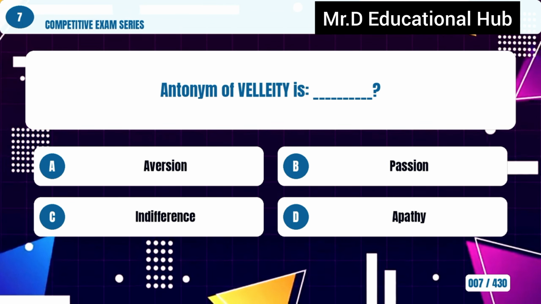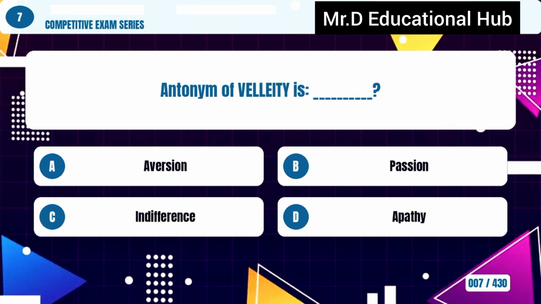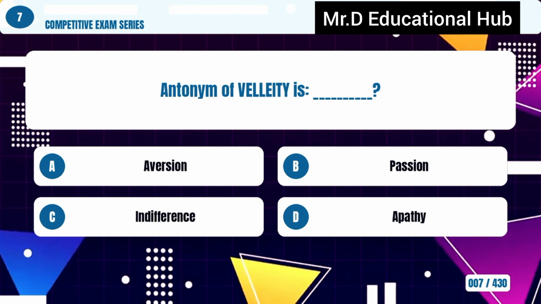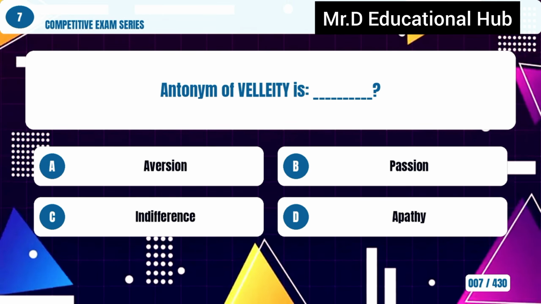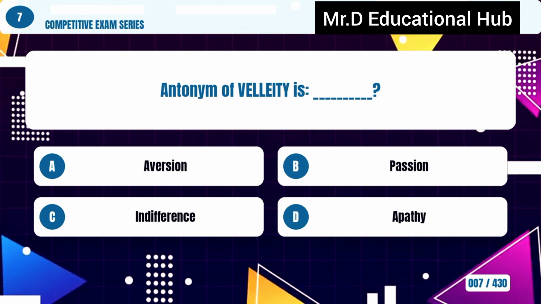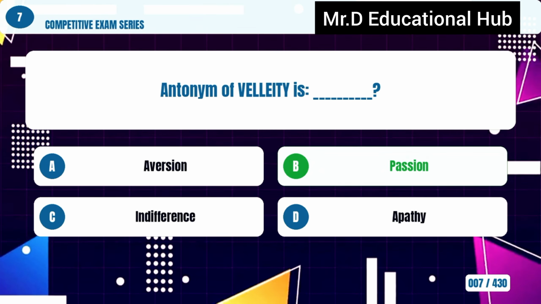Question: antonym of velleity is blank. Option A, aversion. Option B, passion. Option C, indifference. Option D, apathy. Correct answer is option B.